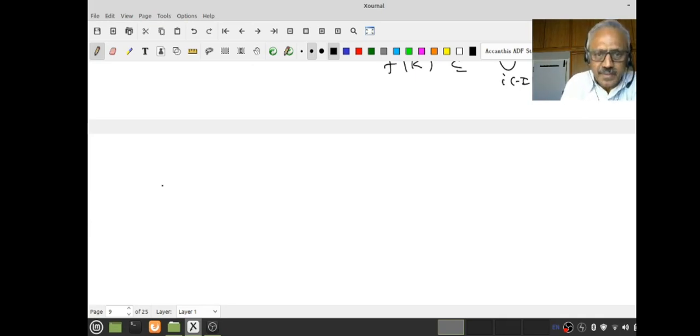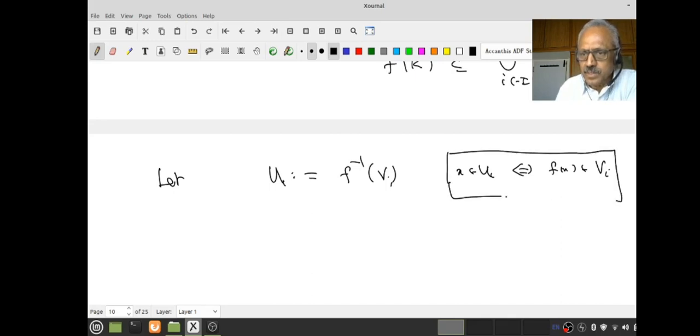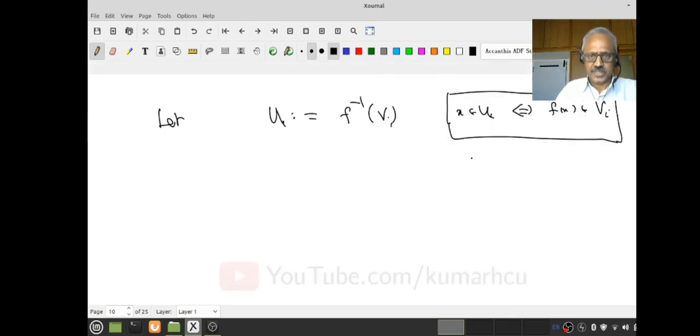So let U_i equal f inverse of V_i. Remember, what does it mean? x belongs to U_i if and only if f(x) belongs to V_i. Okay, this is a mantra to deal with inverse images, right?